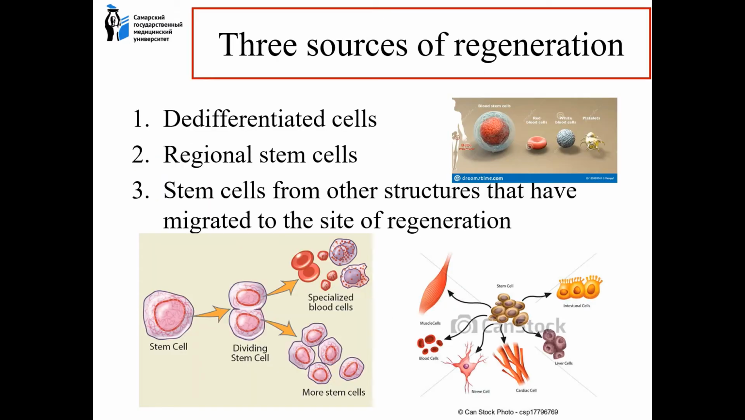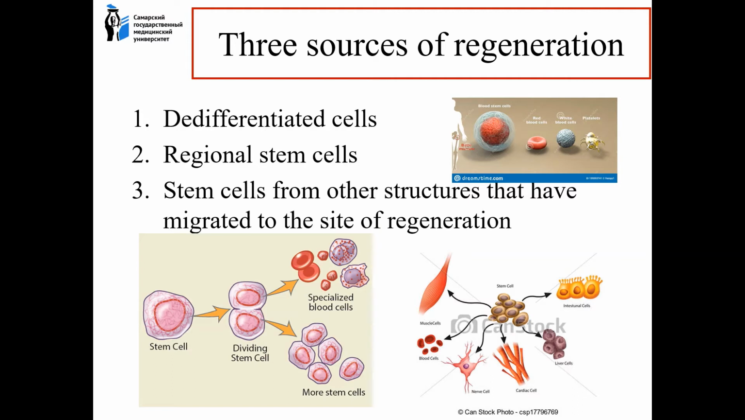There are three sources of regeneration in the body. At first, dedifferentiated cells. During dedifferentiation in cells, the activity of type-specific genes that determine the cell specialization is suppressed. Then the genes necessary for cell proliferation are activated.